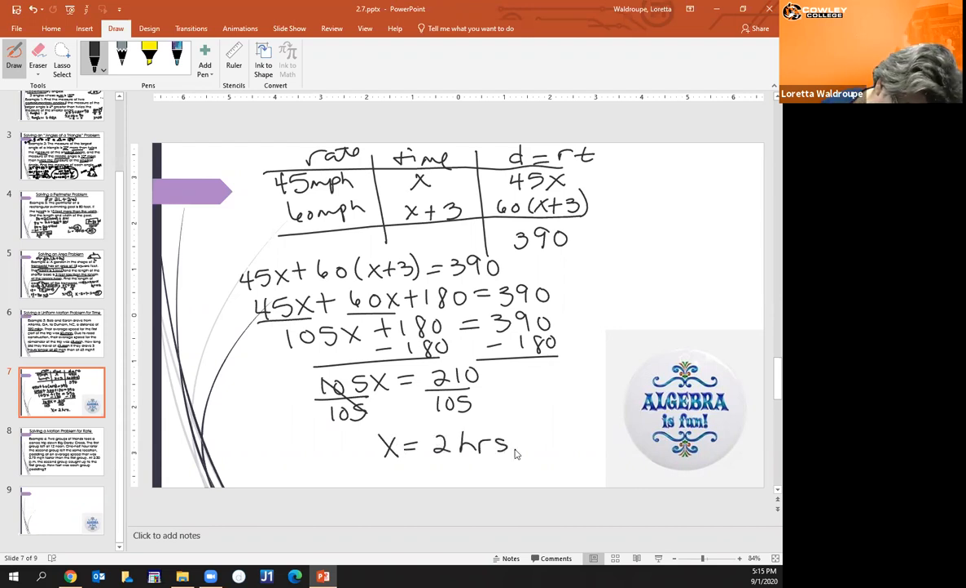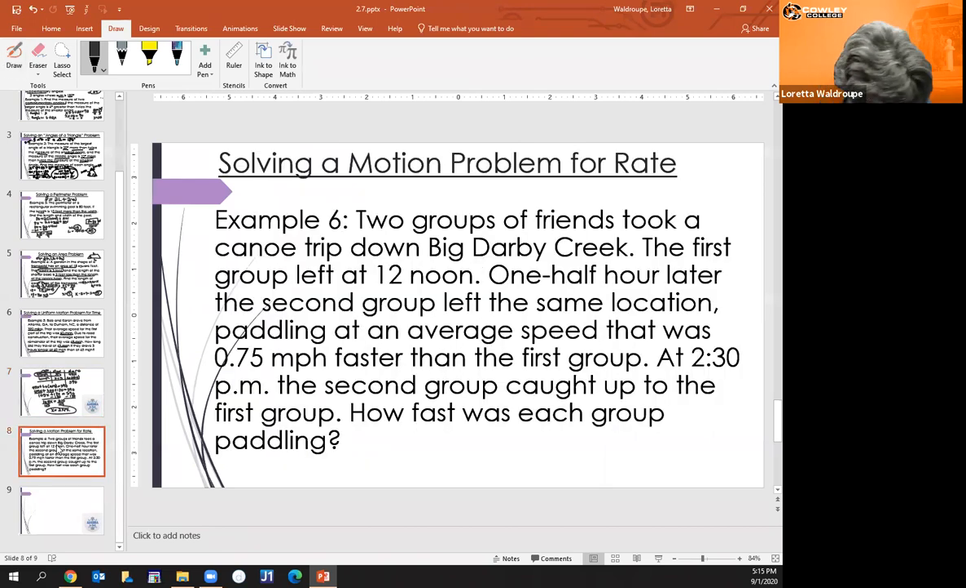They want to know how long we drove at 45 miles per hour. And that is our x. So we are done. One more.